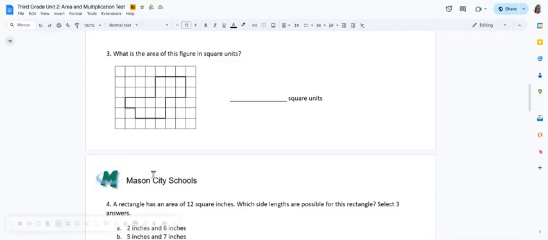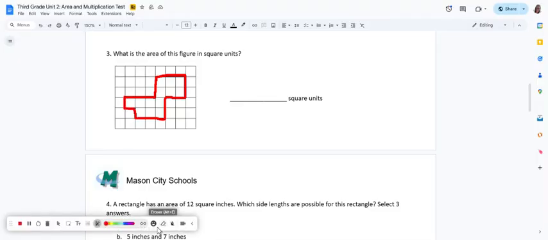Question 3 says, what is the area of the figure in square units? So the figure, I just want to make sure you see this. This is the figure right here, going all the way around. Okay, this is the figure. It's not the rectangle, the figure I'm outlining in red. What is the area of the figure in square units? When you figured that out, write it on the line.